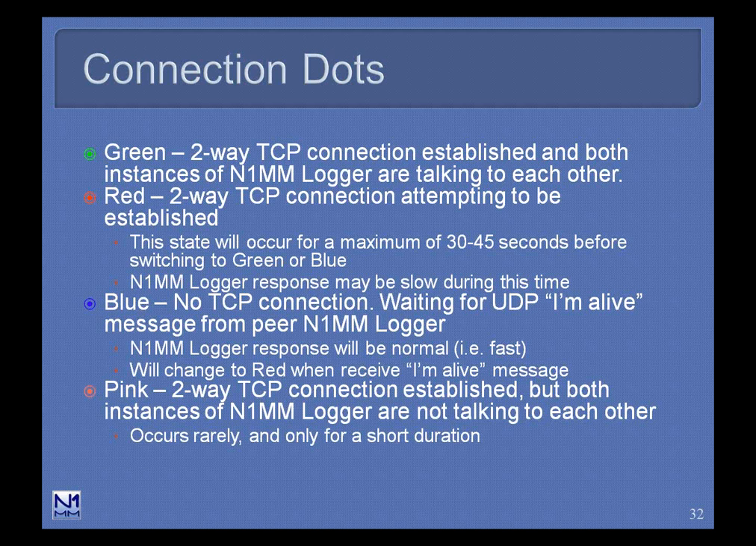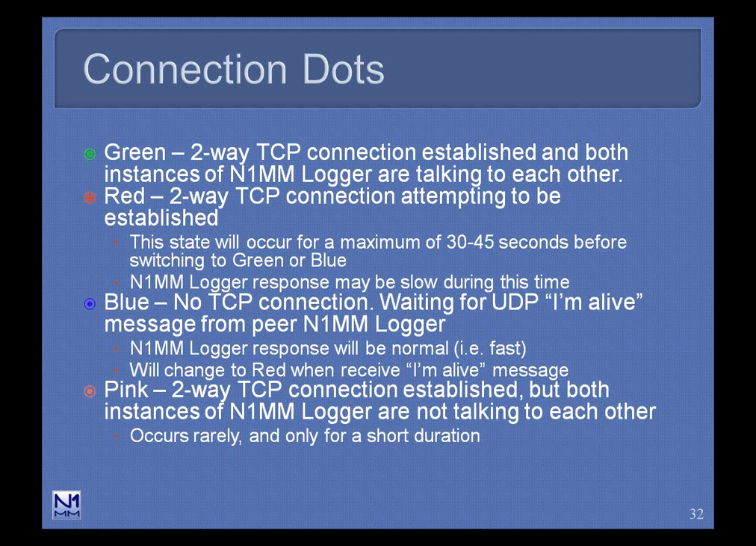One warning is that when you're in this red state, your N1MM Logger response may be slow, meaning if somebody's trying to make QSOs while it's trying to establish a connection and in this red connection state, they may hit Enter, and it could be several seconds before there's any response. However, as I said a moment ago, you're only going to stay in that red state for 30 to 45 seconds. So if things seem to be slow and you see that you're not fully connected, just hold on, because what's going to happen is you're either going to connect successfully and go to the green state, or you're going to go to the blue state.